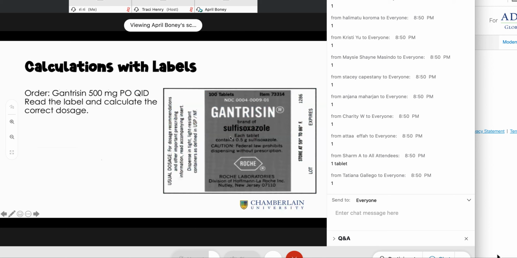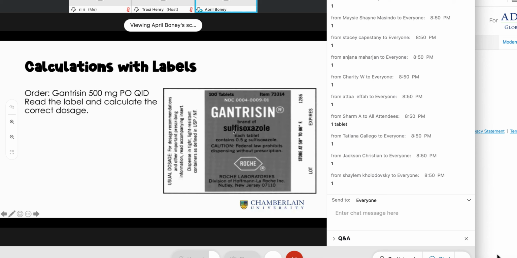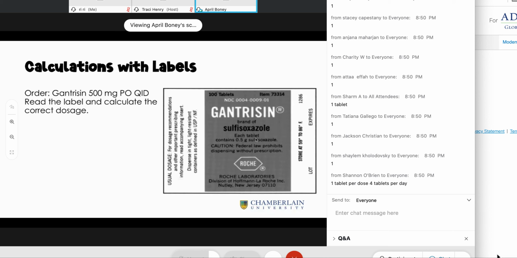And let's look at this medication. So 500 milligrams PO QID, which is 4 times a day. Read the label, calculate the correct dose. Each tablet contains 0.05 grams. There's your concentration. But our order is in milligrams and our tablets are in grams. We're going to have to do a conversion.